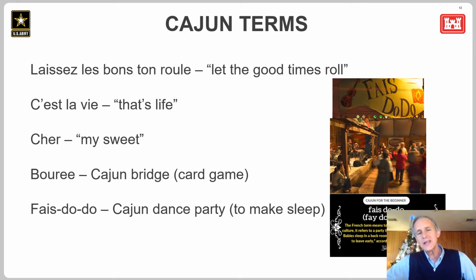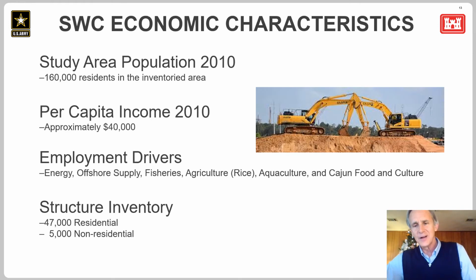Some Cajun terms that you might hear when you're driving through this area are laissez les bons temps rouler, let the good times roll, and c'est la vie, that's life. And "my sweet chère," everybody calls her a chère, and bourré is a Cajun card game that they have, and fais do-do, you'll see a lot of those in the clubs in the areas. It's a Cajun dance party where the adults or the parents were downstairs dancing with the fiddles, and upstairs the children were sleeping to the music. So that's a fais do-do. So that's the culture of the area.